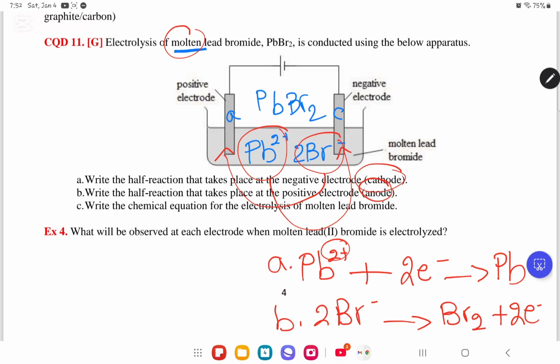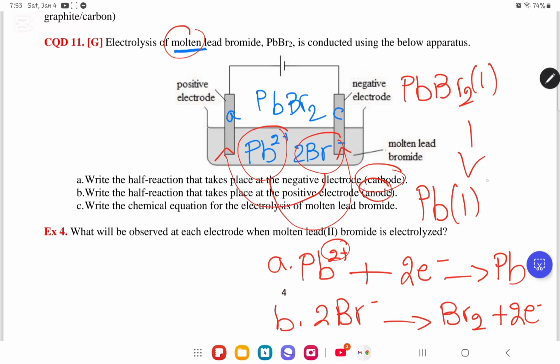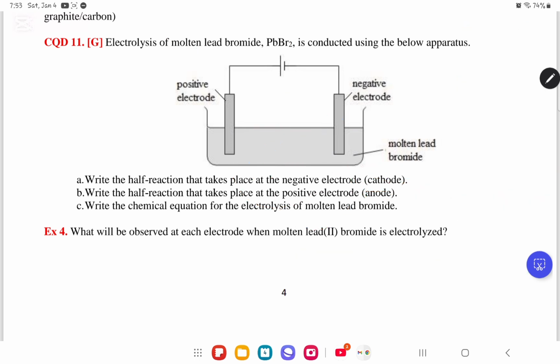Now if we write the full equation for the electrolysis of molten lead bromide, it starts as PbBr2. This is molten, so liquid. PbBr2 gives us Pb as a liquid in addition to bromine, Br2, which is released as a gas. So that is it for CQD number 11.